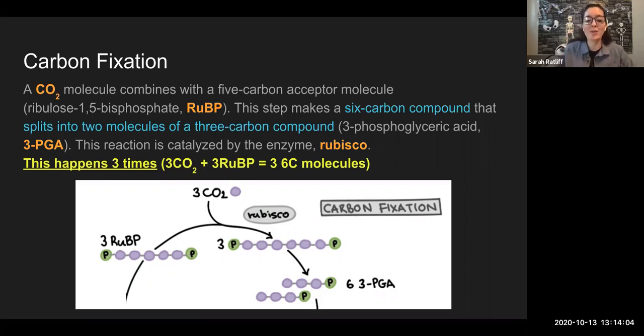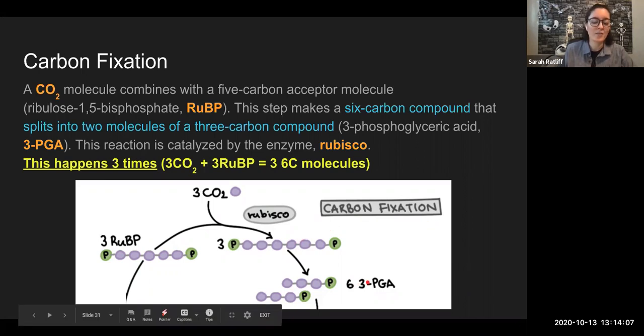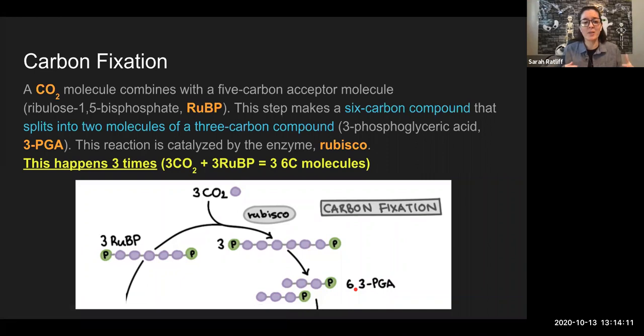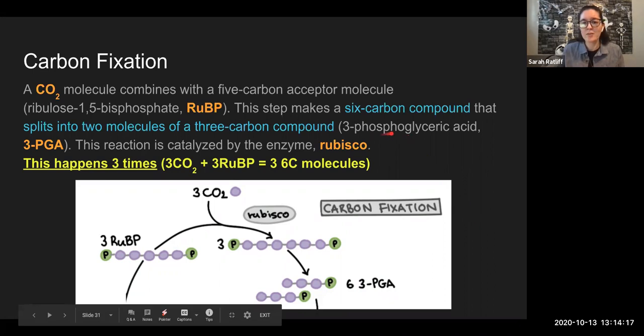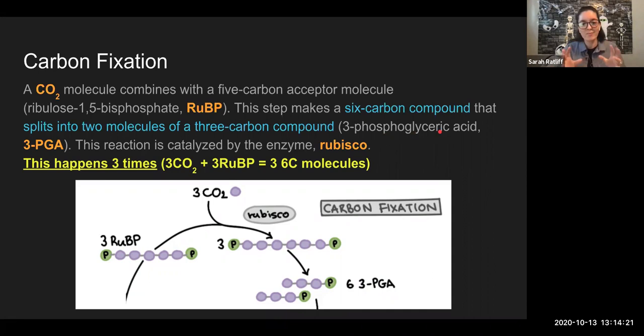And these 3-carbon molecules are called 3-PGA, for their 3 carbons. Again, you don't need to know what PGA stands for or RuBP stands for. They're long, like 3-phosphoglyceric acid. Even I have trouble saying it. Just know that the letters stand for something, but you don't need to know what those letters stand for.